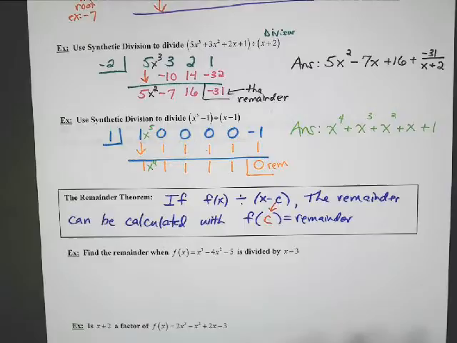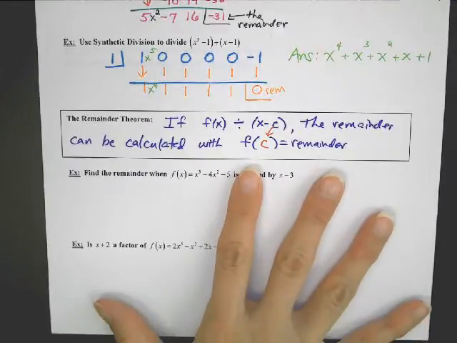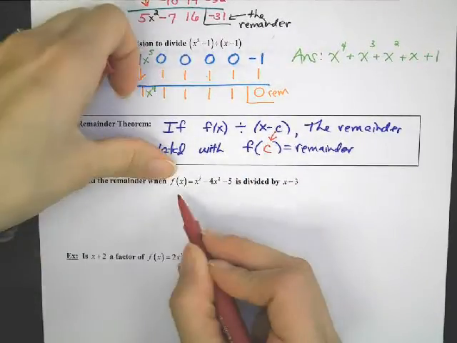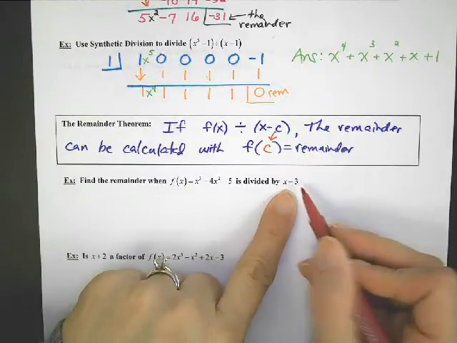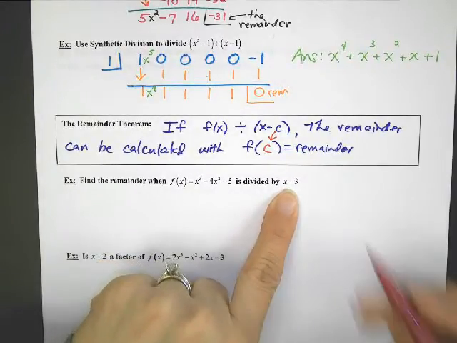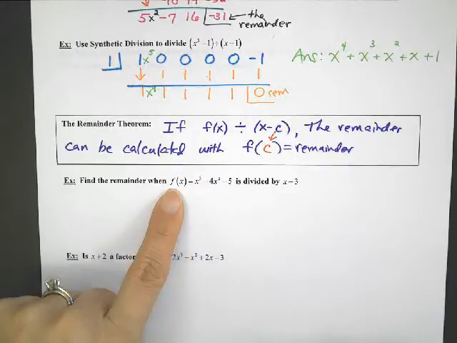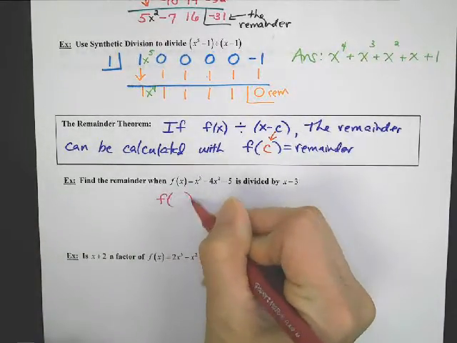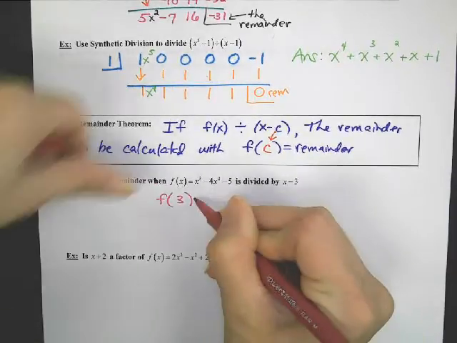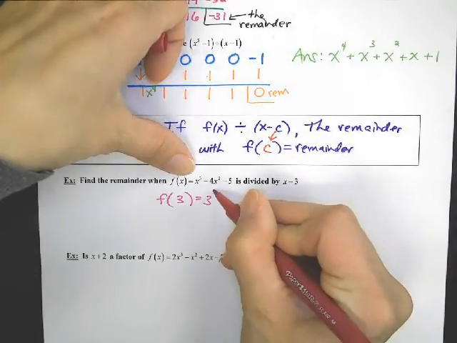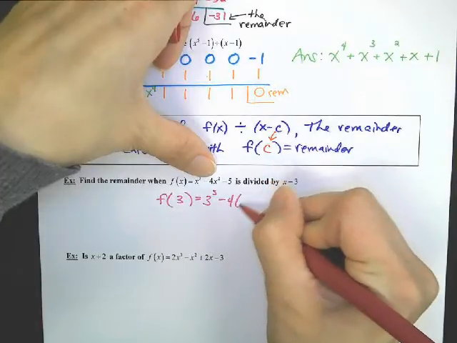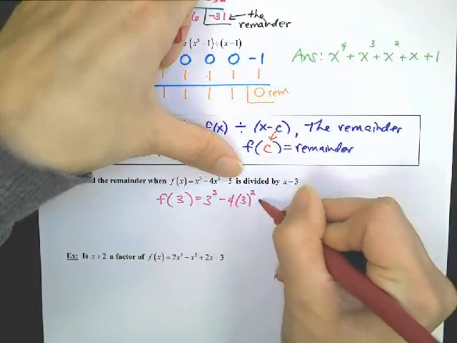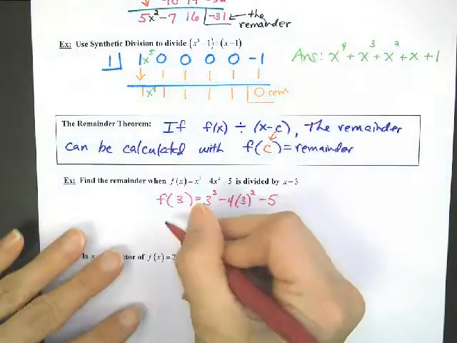Okay, here's a couple of examples of this. Find the remainder, just the remainder. So I have a polynomial, and if I divide by that, I do all the work, I'll get the remainder. But I just want to find the remainder and not the whole polynomial. So let's calculate f of 3. So if I do 3 cubed minus 4 times 3 squared minus 5, that will give me the remainder.